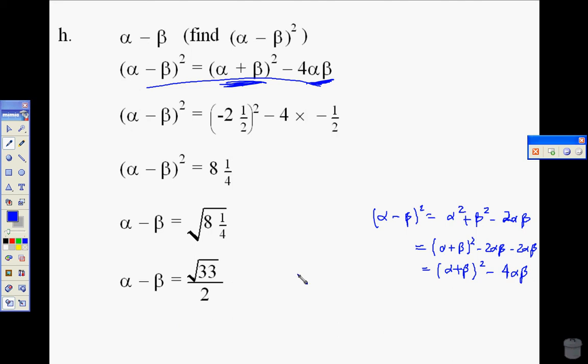Remember, you've got to keep getting back to alpha plus beta and alpha times beta, because that's what really we've got the values for. If we can't get the values for that, then we won't be able to solve these roots of a quadratic.